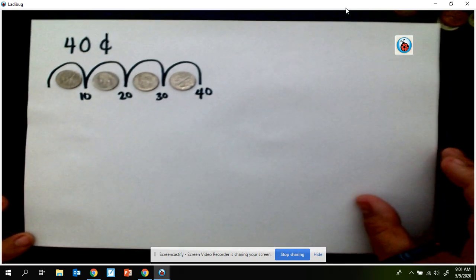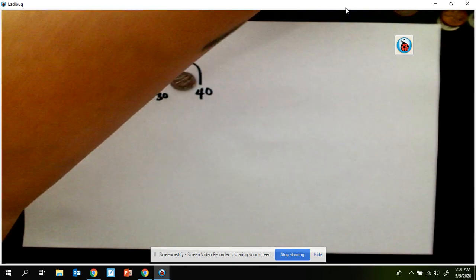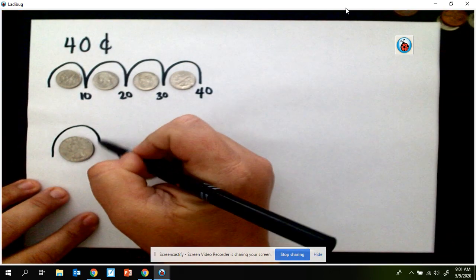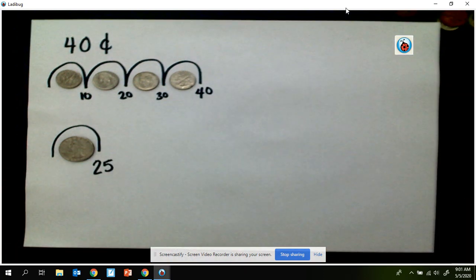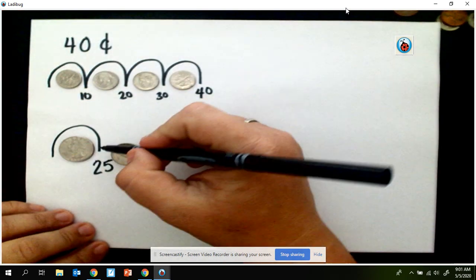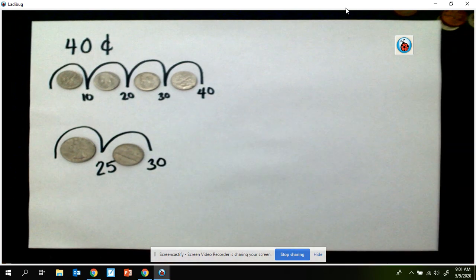So another way I can do it is think about the biggest coin. The biggest coin that we have, or the best value, is 25 cents. So if I get 25 cents, there's 25. What coin could I use next? If I used another 25, I would get 50. So that's way too much. Could I use a nickel to get to 30? A nickel is 5 cents. So that would get me to 30.